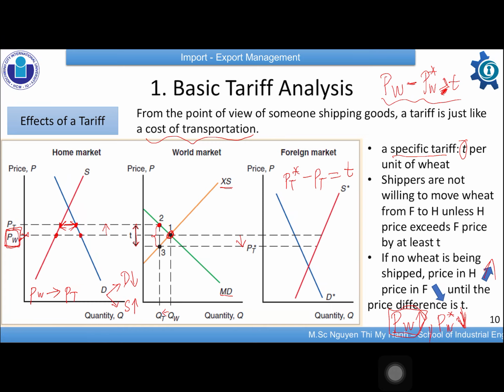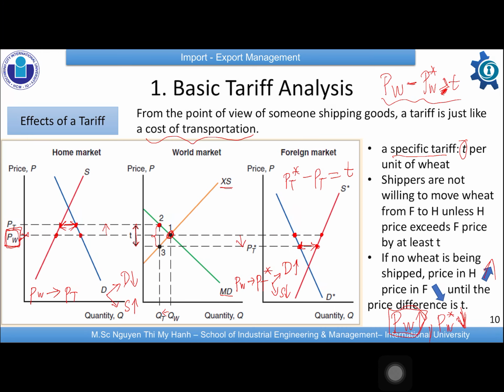When the price decreases from PW to PT star, what will happen? The price decreases, so demand will increase and the supply will decrease. Sorry, this is the demand. Demand will increase from this point to this point, and the supply will decrease from this point to this point. Demand increases and supply decreases.